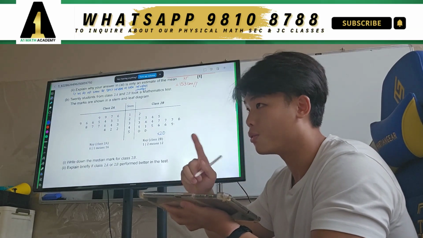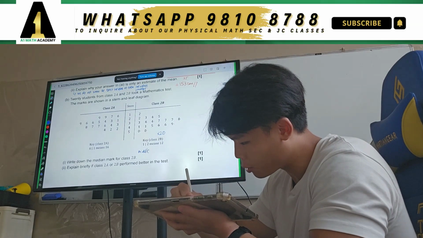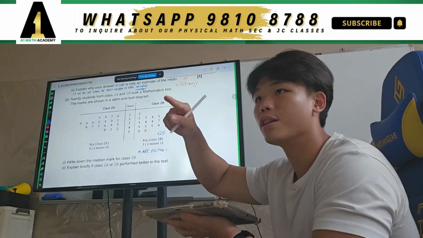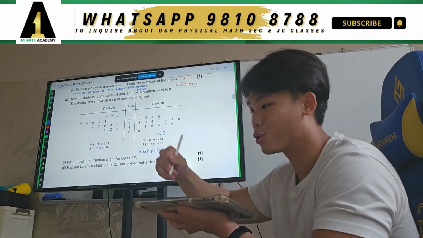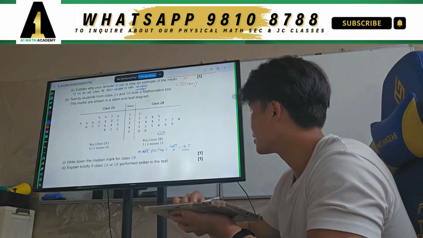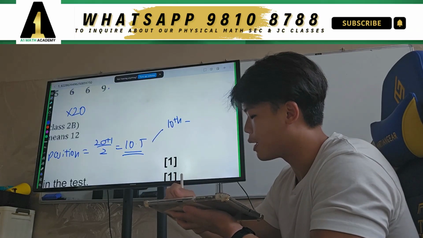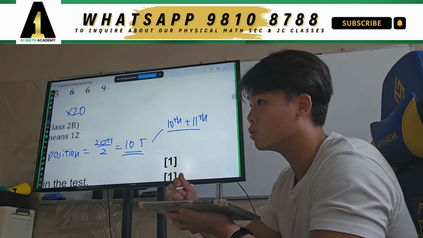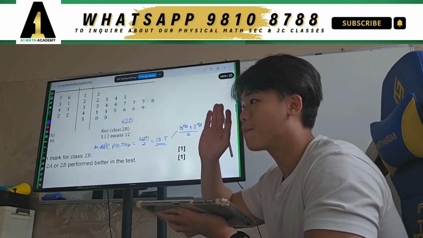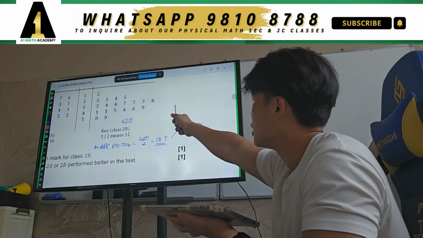It's not 10. How to calculate the middle position? It's n plus 1 divided by 2. 20 plus 1 divided by 2, so you get 10.5, right? So how to calculate the 10.5 position? You look at the 10th position plus the 11th position divided by 2. Remember it's always n plus 1 divided by 2. So we look at the 10th and the 11th position.